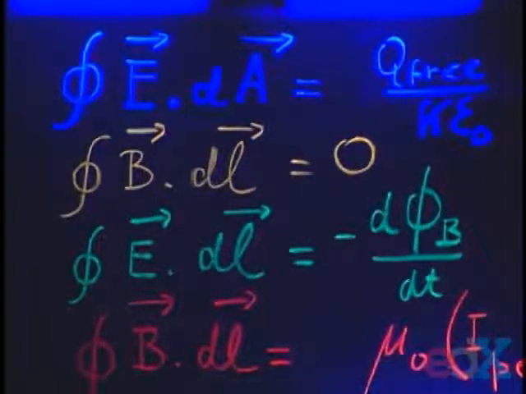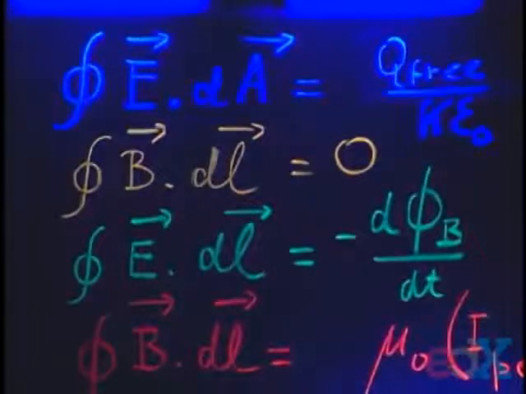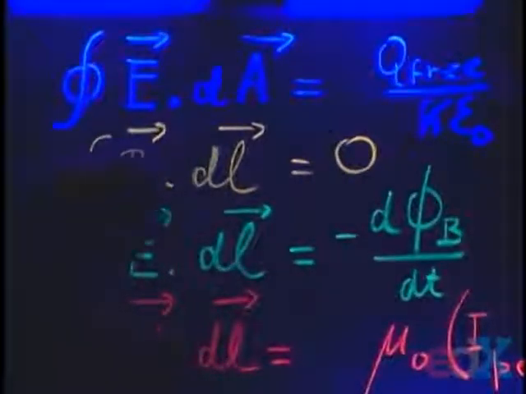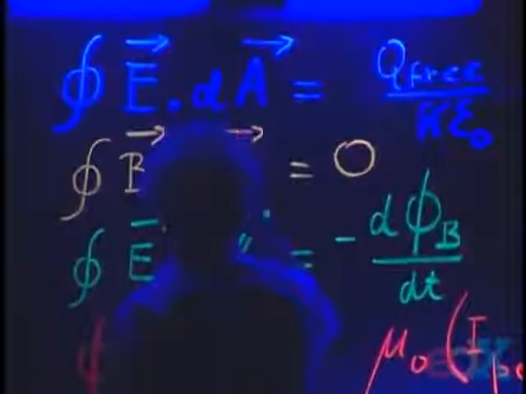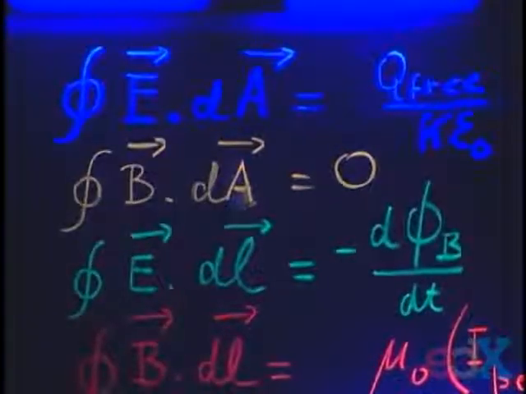And then we have the second one. The closed surface integral of B dot dl equals zero. Oh, it says an L. It shouldn't even be an L. Oh, I hope you caught that. This is an A, of course. How could I? This is the closed surface integral of B dot dA is zero.